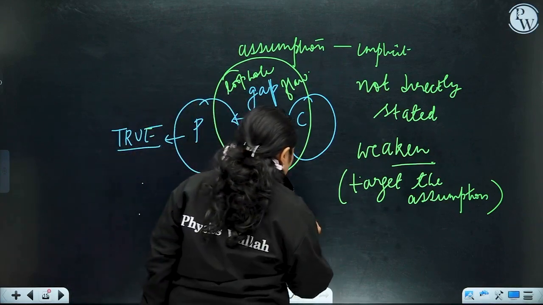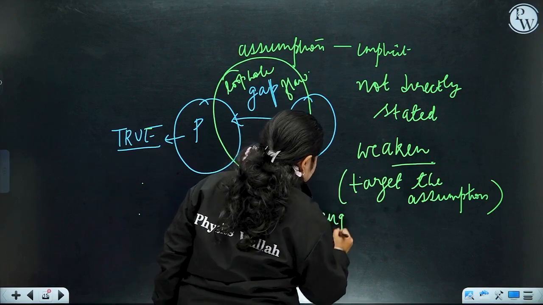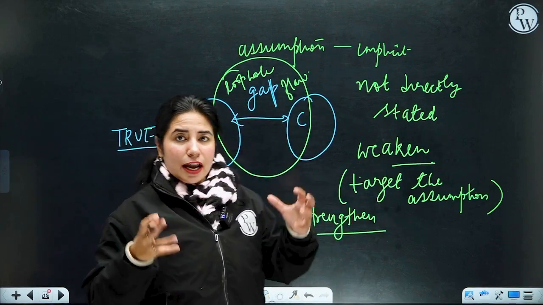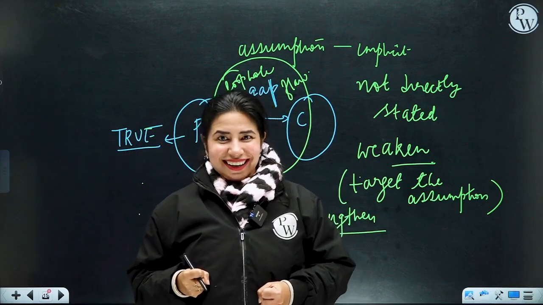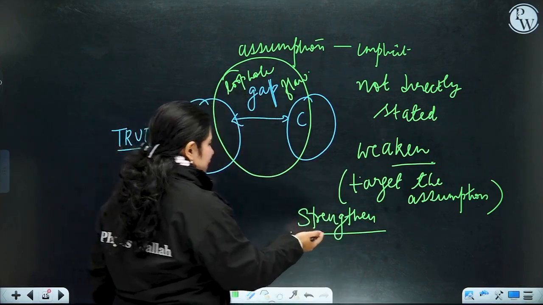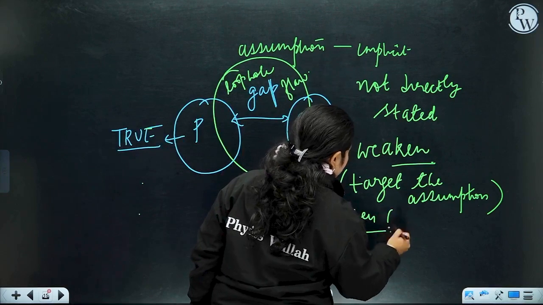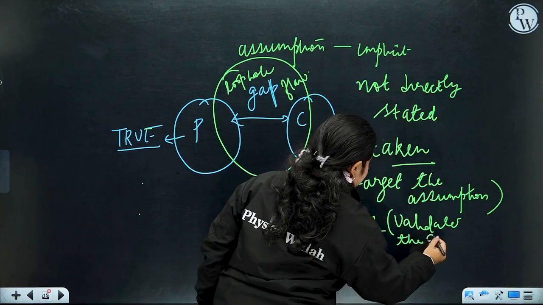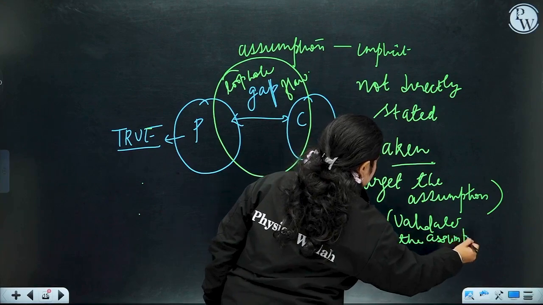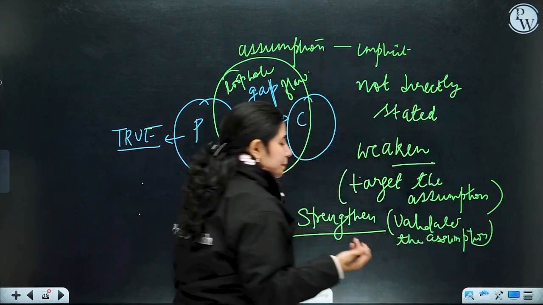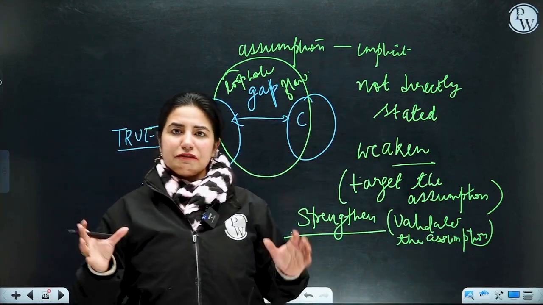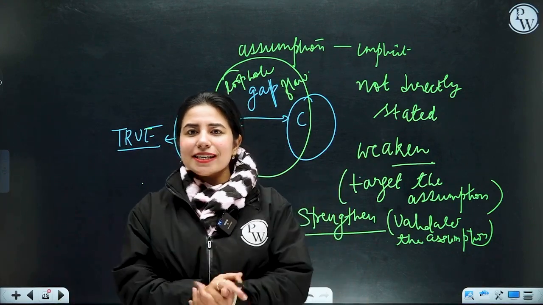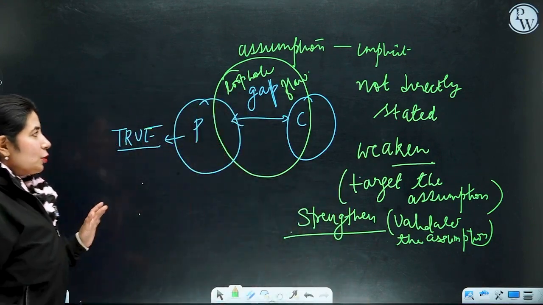And the moment you substantiate the assumption, you are strengthening the argument, because in a way assumption is helping you hold the conclusion, right? So what would be the right way to strengthen the argument? You are going to validate the assumption, right? So you say, okay, in another research similar results were shown. So that means you are trying to validate the assumption that frequency of meals plays a very decisive and important role, right?